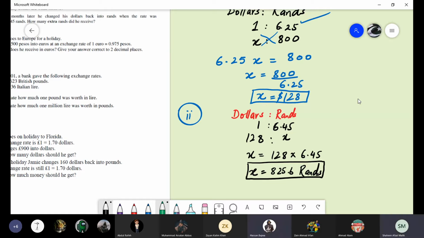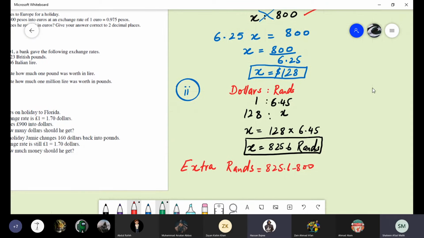We have to find out how many extra rands he got. So we will subtract 800, which he had previously, from the 825.6 he has now. 825.6 minus 800. What will be the answer for that? 25.6 rands. Thank you so much. Very good. Yes, boys, did you get the same answer?